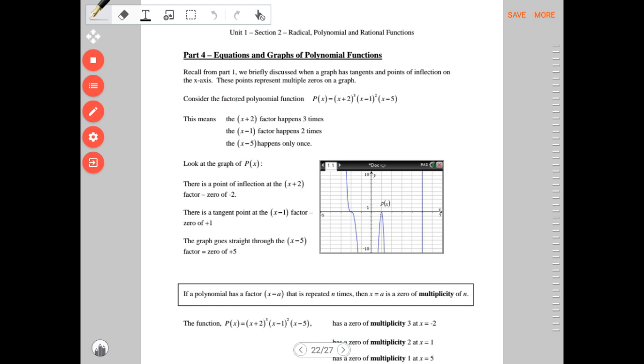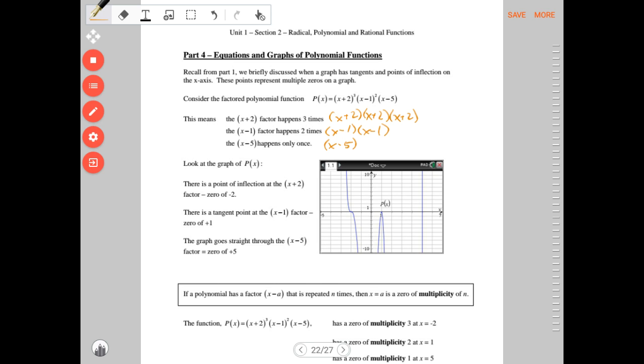Okay, so consider the factored polynomial function p of x equals (x plus 2) cubed times (x minus 1) squared times (x minus 5). The squared and the cube mean the x plus 2 factor happens 3 times. So it's really like (x plus 2)(x plus 2)(x plus 2). The x minus 1 factor happens twice because of the squared, so it's (x minus 1)(x minus 1). And the x minus 5 factor happens only once.